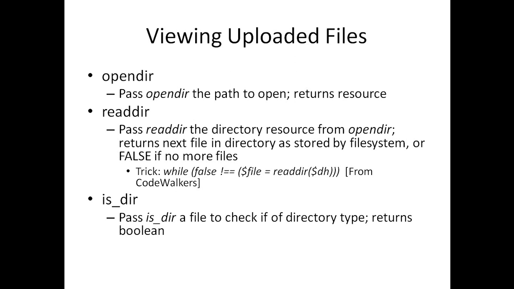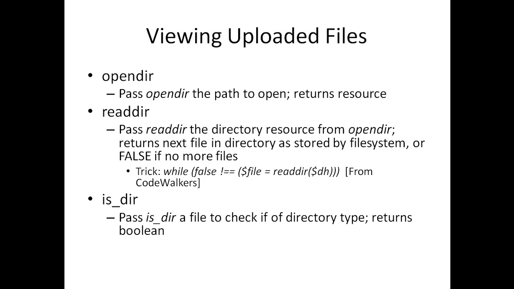You can pass opendir the path to open, which returns a resource. You can use readdir, pass it the directory resource from opendir, and readdir returns the next file in the directory, or false if there aren't any more files. Now, this is an example from Codewalkers, the trick that says while false not equal to file equal readdir directory handle, and that basically says give me all the files in the directory, give me everything that's there. I think it even gets you directories that are there too.